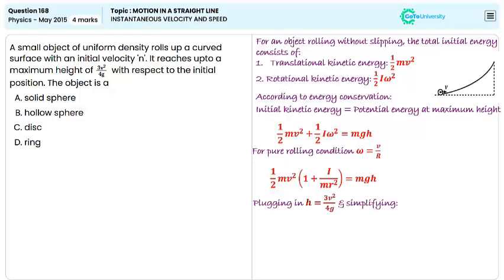At the maximum height h, all the kinetic energy is converted into gravitational potential energy. So, on plugging in h is equal to 3v square by 4g, we get 3 by 4 is equal to 1 by 2 into 1 plus I by mr square. And solving for I by mr square, we get I by mr square is equal to 1 by 3.